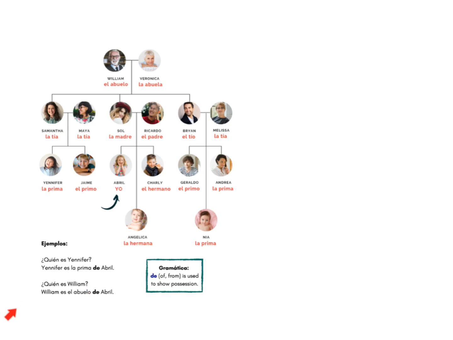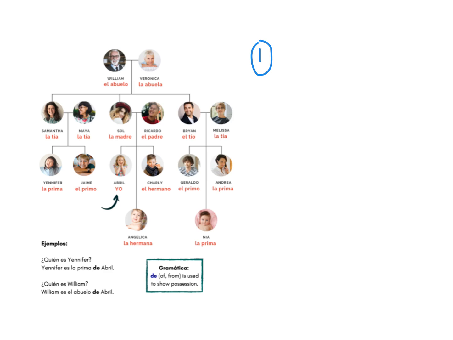The next one, ¿Quién es William? If we look up at the top, you can see that William is the grandfather. So my sentence is going to reflect that. William es el abuelo de Abril. What I'd like for you to do is to pick 5 different people from the family chart and to write sentences about who they are to Abril. You can pick anyone you want. Just make sure that you're using the correct ending if it's a man or a woman.